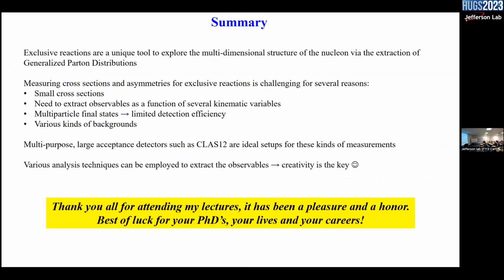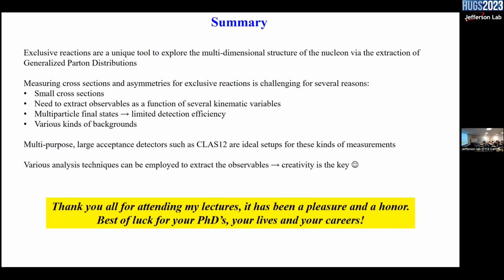And so I'm coming to the end. A global summary of the whole thing is that exclusive reactions are great to explore the structure of the nucleon, and we can get information via generalized parton distributions. And about this last lecture, measuring cross-sections and asymmetries for this kind of reactions is challenging because they have small cross-sections. We need to get our observables as a function of many kinematic variables. The final state has many particles, so there is a problem of limited detection efficiency, and also you need to know the efficiency for each particle very well.